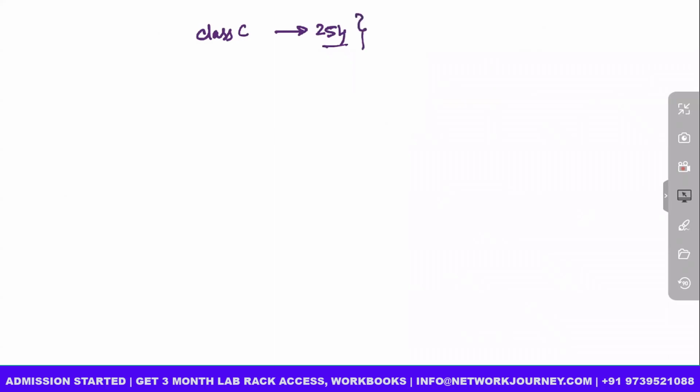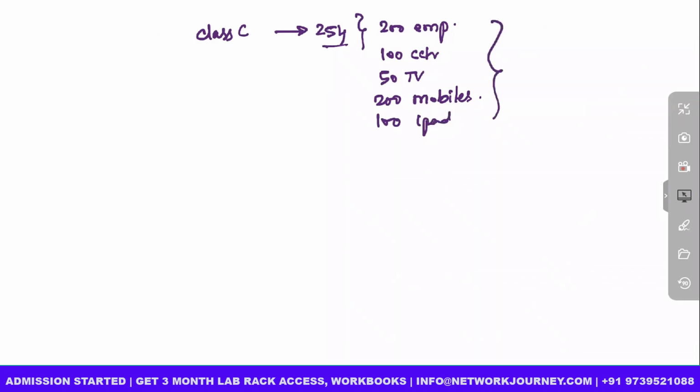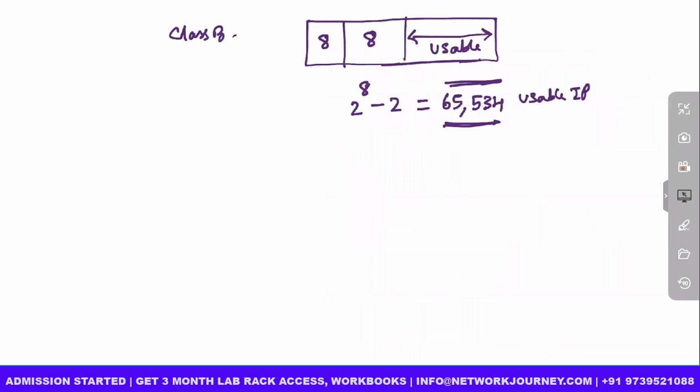So you might have close to 200 employees. You might have hundreds of CCTV. You might have 50s of TV units. You might have 200 mobiles, because if they are 200 employees, then they will have 200 mobiles with them. They might have iPads, some of them. So definitely they are out of the range of class C. So they will definitely try taking the IP from class B. But I don't need all the range utilized from class B.